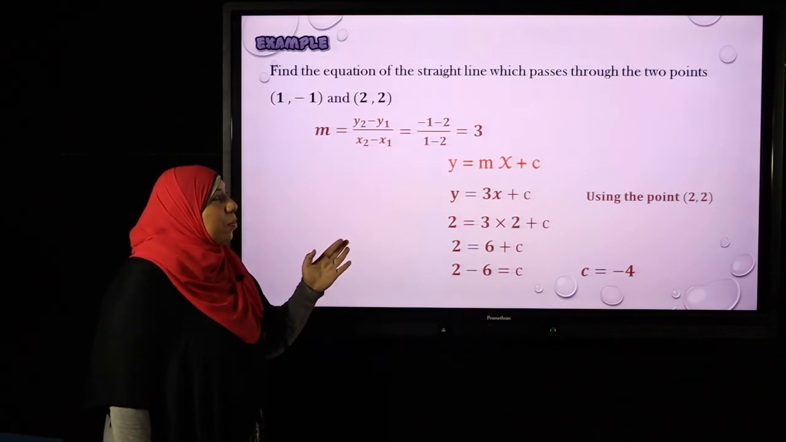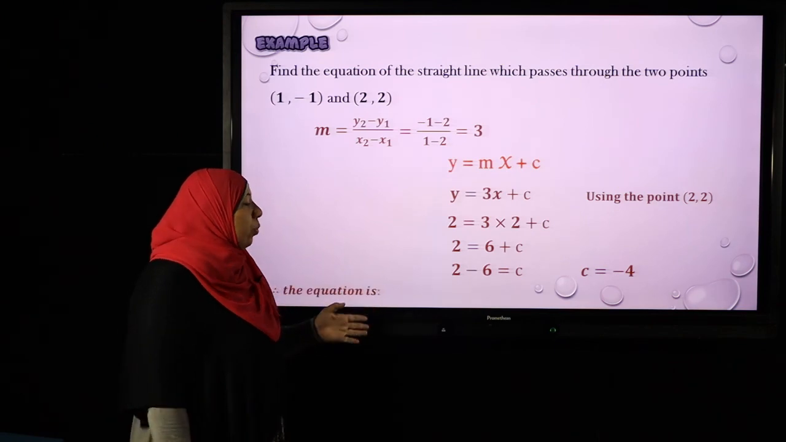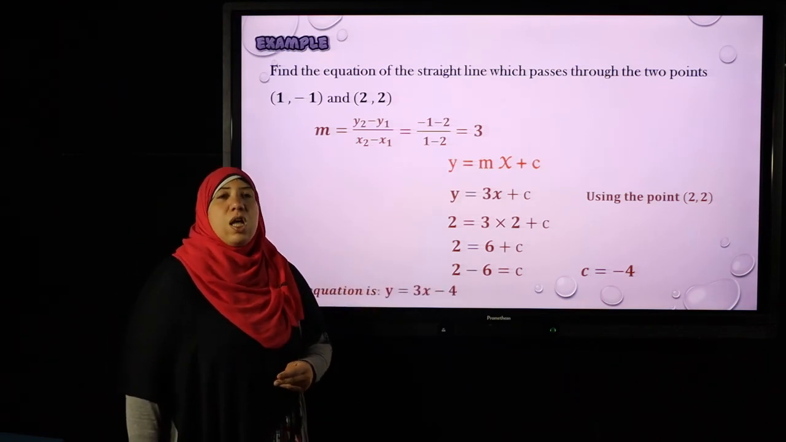Now I have a slope, I have an intercepted part. So my equation here is y equals 3x minus 4.